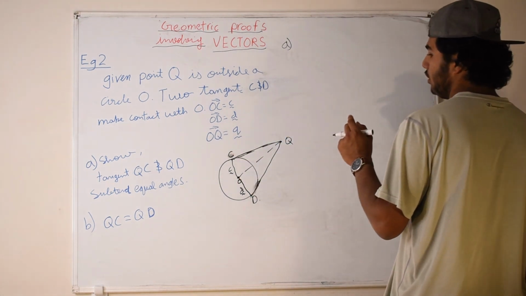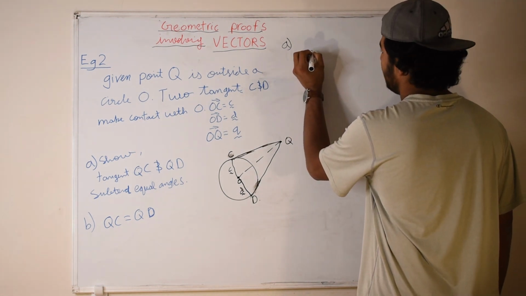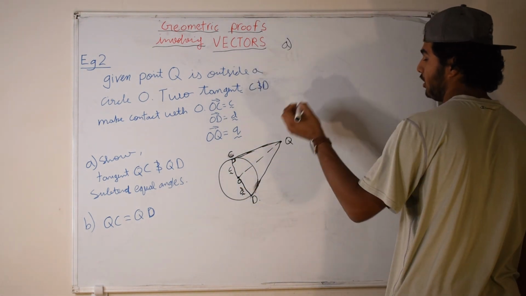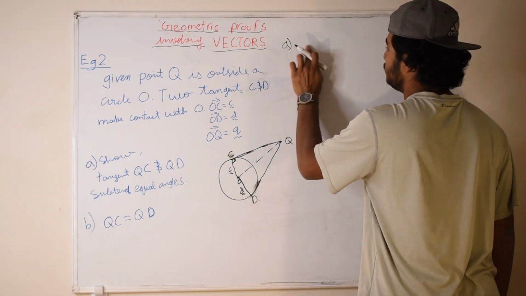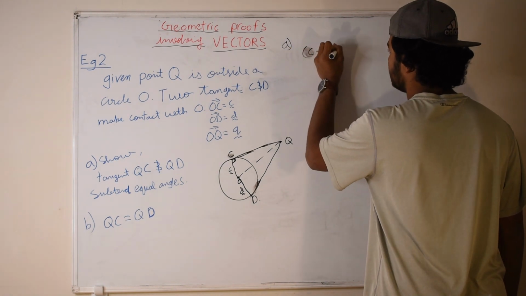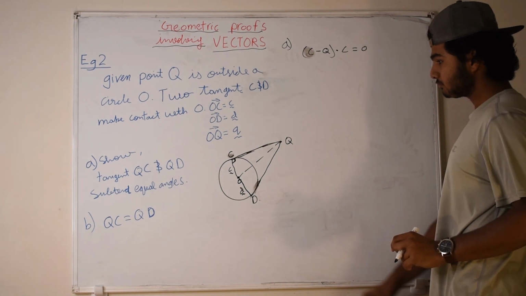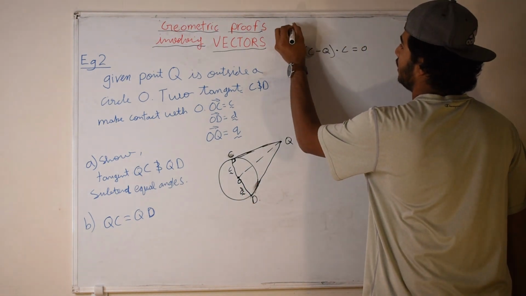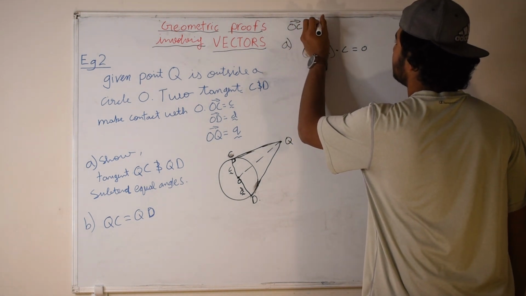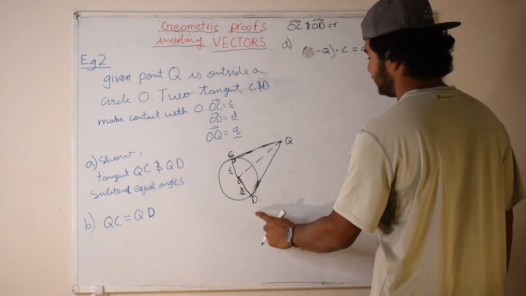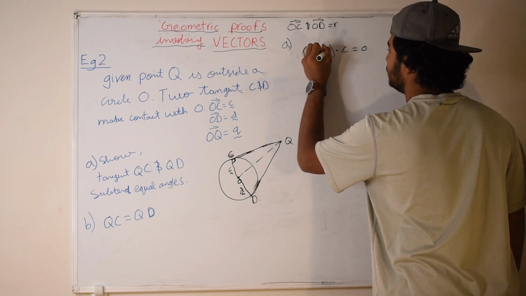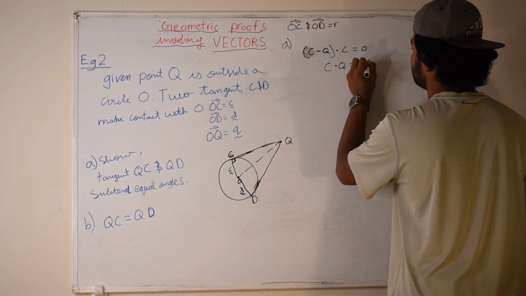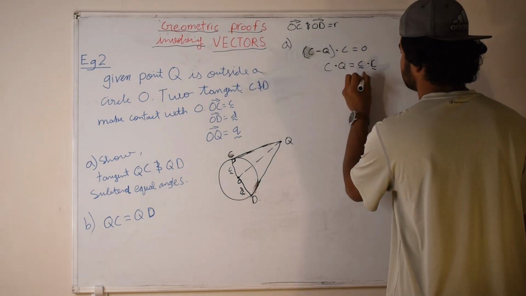QC and QD subtend equal angles. First thing I will do is find this angle over here. Obviously we know this is going to be 90 degrees. So the dot product of QC is vector C minus Q dot vector C. In this case it's going to be 0. Since this is the center of the circle, OC and OD are going to be the radius. So let OC and OD be equal to R. C minus Q. Next step, this then becomes C dot Q equals C dot C in this case. But we already know OC is C, which is going to be R squared.